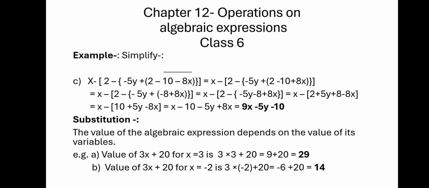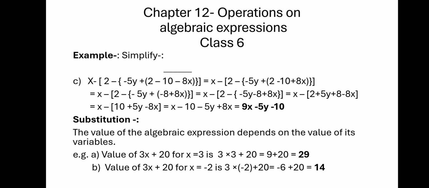Value of 3x plus 20 for x is equal to 3. That is, we have to substitute the value of x as 3. So 3 multiplied by 3 plus 20 is equal to 9 plus 20, that is 29.